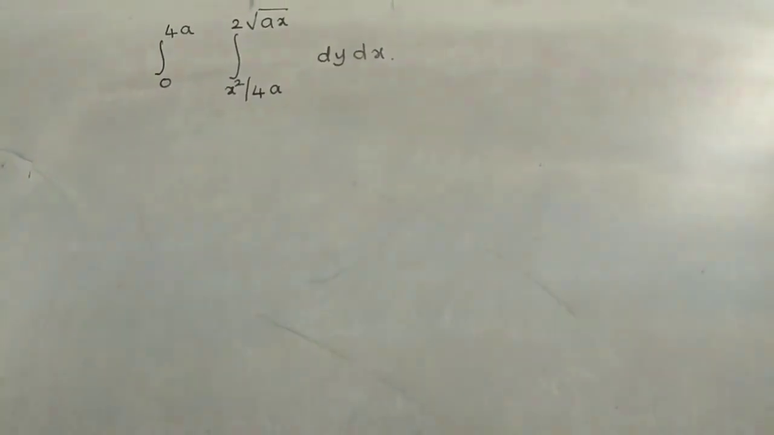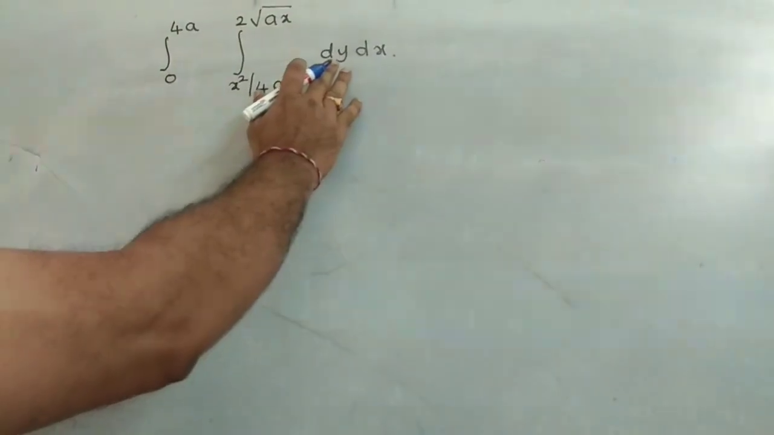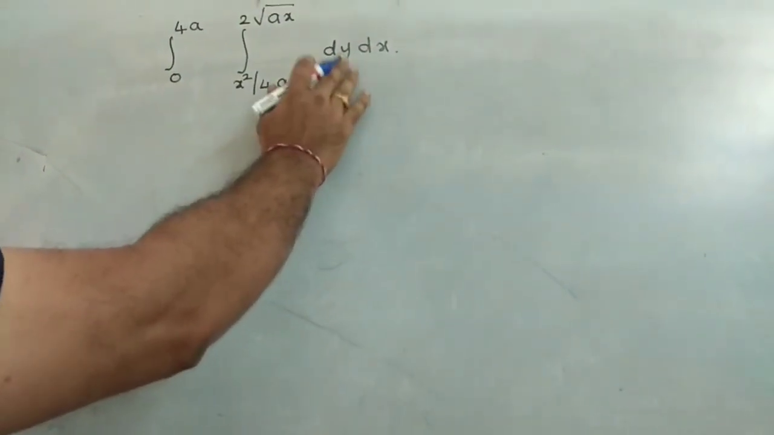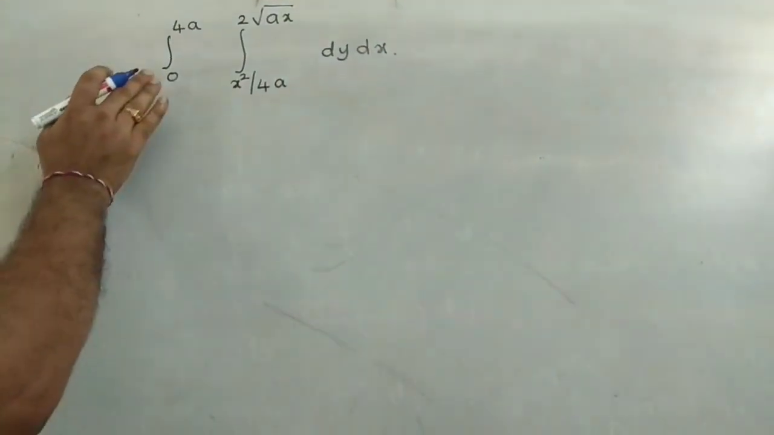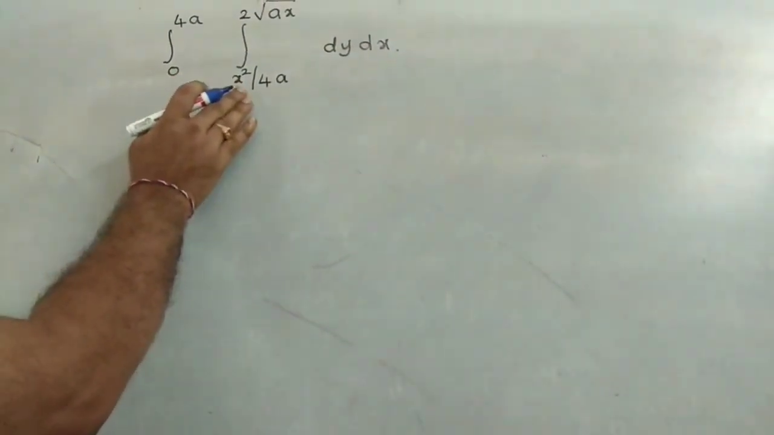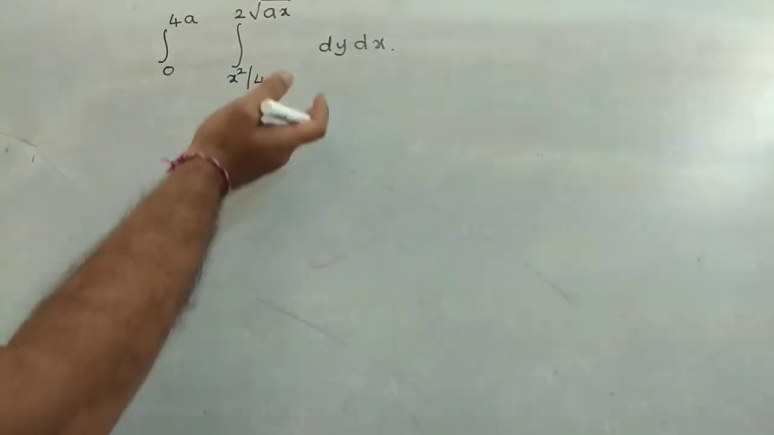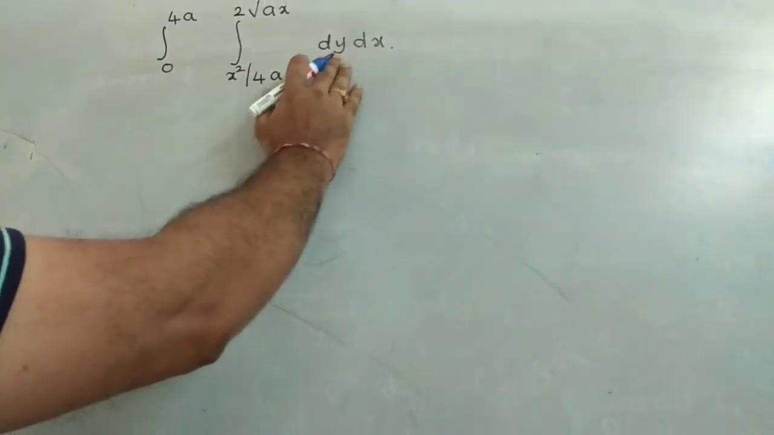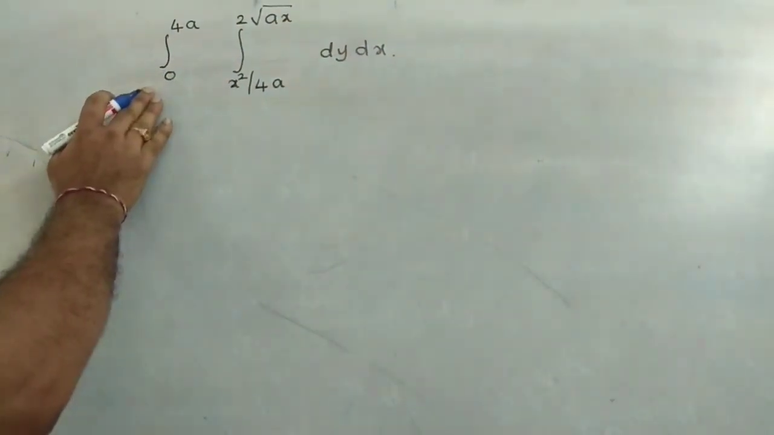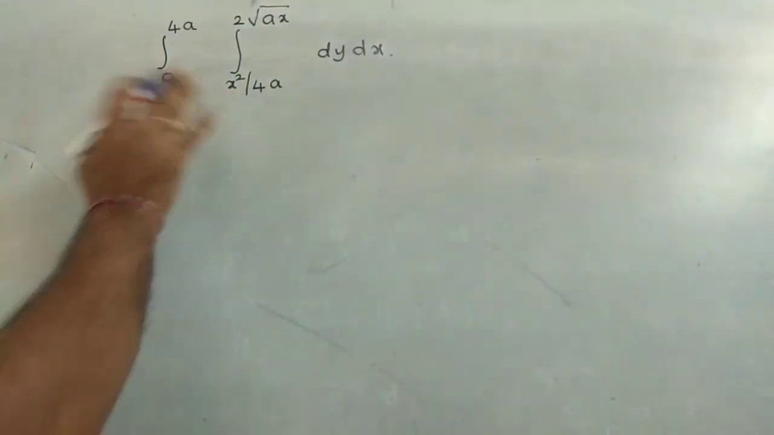Again the same process here. So look at this dy dx. The original order is given here. Dy dx means this is the x integral and here it is the y integral. Now we need to change the order. The order should be dx dy, which means the first integral should be y, the second integral should be x.